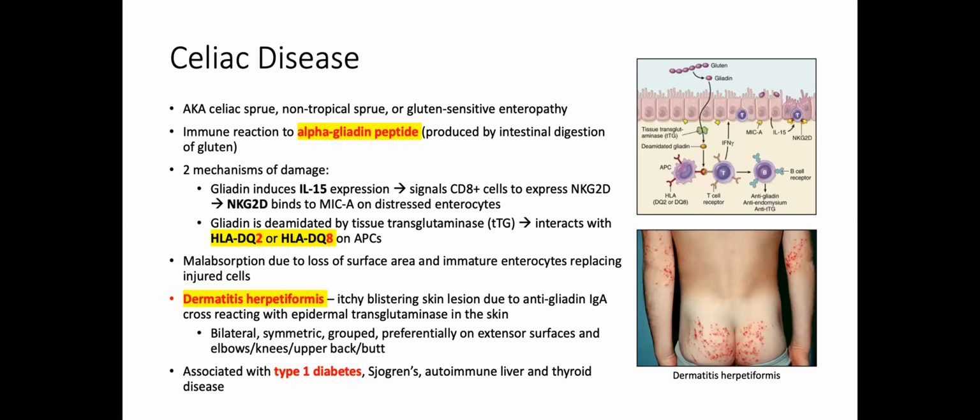Anyways, these patients may present with dermatitis herpetiformis, which you learn about also in derm, which is that itchy, blistery skin that looks very similar to herpes but isn't. It's really due to anti-gliadin IgA cross-reactivity with epidermal transglutaminase on the skin. And it's also associated with type 1 diabetes. So if you see dermatitis herpetiformis, think celiac disease.